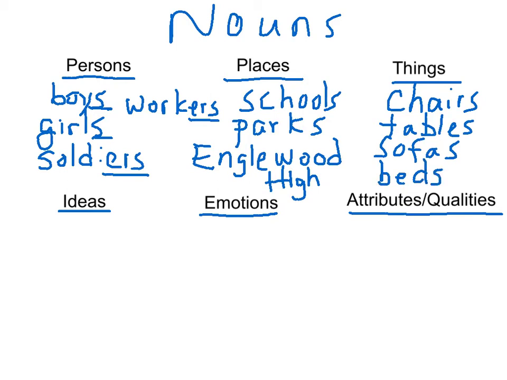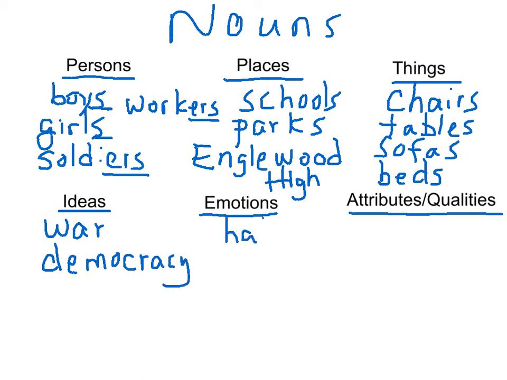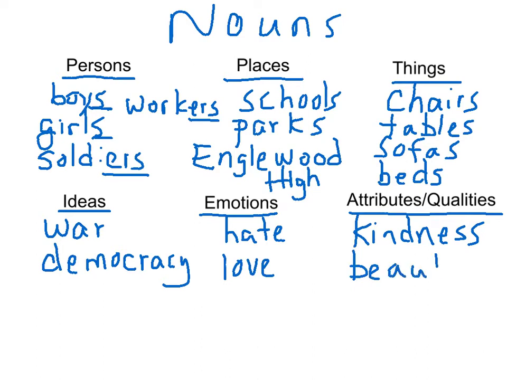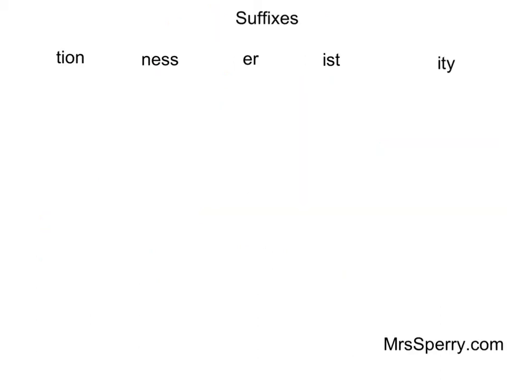They can be ideas, war, democracy. They can be emotions, hate, love. They can be attributes or qualities, kindness, beauty. But this doesn't account for recognizing all nouns. We have to study more.